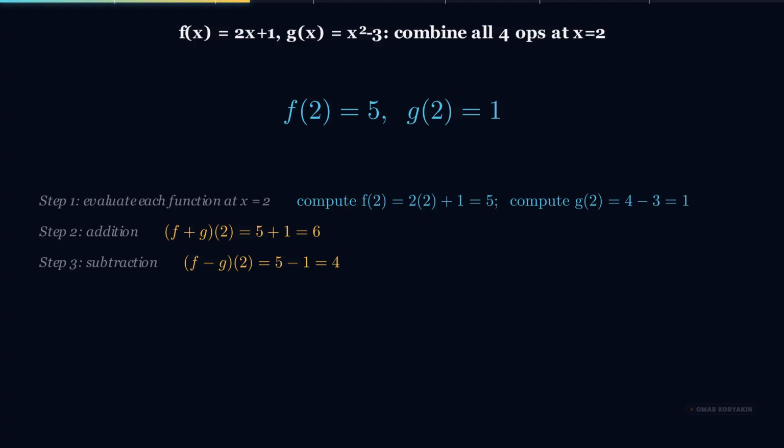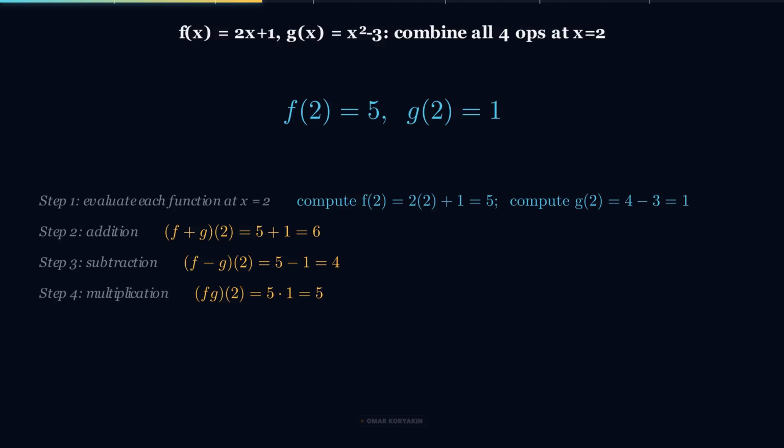Compute f minus g of 2. Apply subtraction: 5 minus 1 equals 4. So f minus g of 2 equals 4. Step 4. Compute f times g of 2. Apply multiplication: 5 times 1 equals 5. So f times g of 2 equals 5.